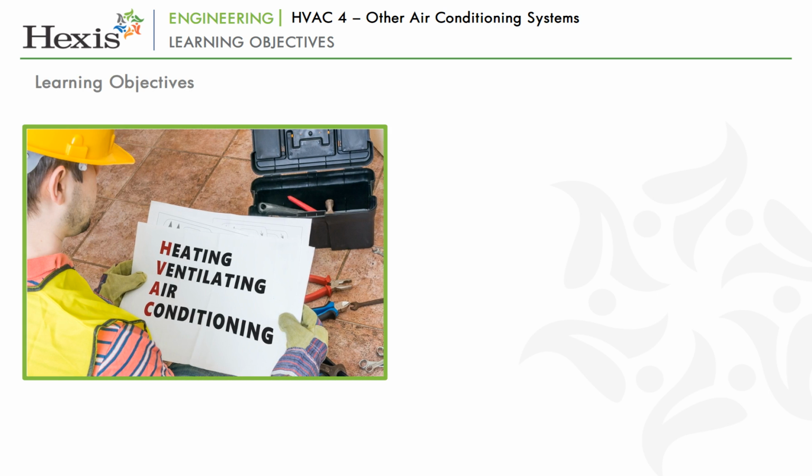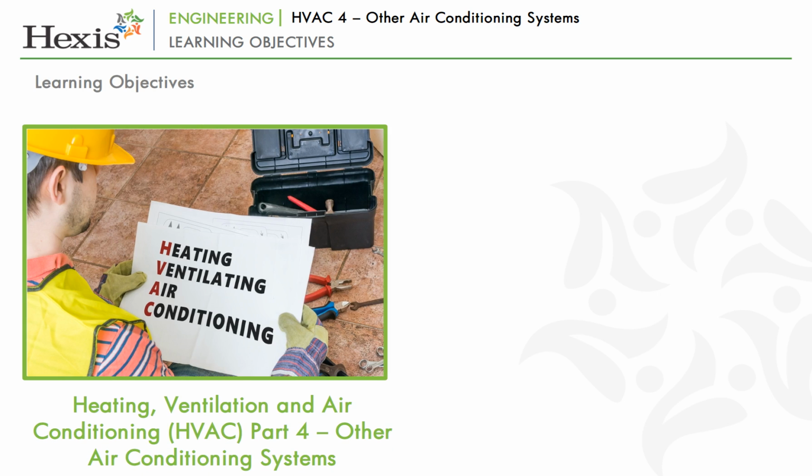Hello and welcome to part 4 of this e-module on HVAC systems. This is the last of the 4-module series on HVAC systems, where we will learn about the other types of air conditioning systems, namely fan coil unit, that is FCU, packaged units, variable refrigerant flow, that is VRF, precision air conditioning, that is PAC, and chilled beams.